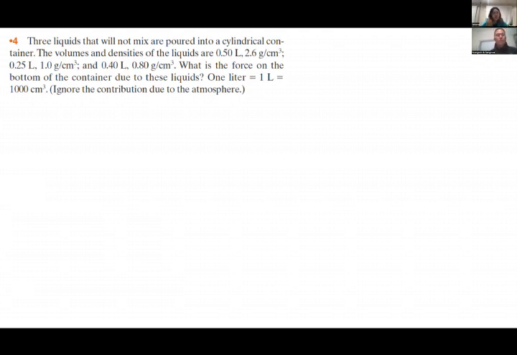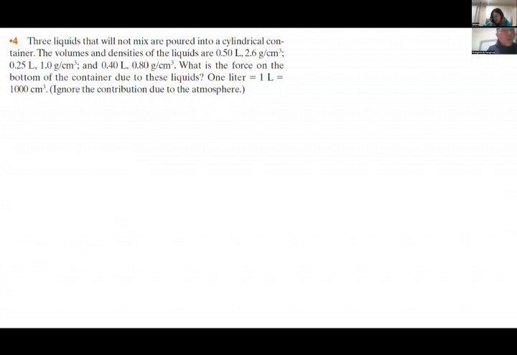Three liquids that will not mix are poured into a cylindrical container. The volumes and densities of the liquids are 0.50 liters, 2.6 grams per centimeter cubed; 0.25 liters, 1.0 grams per centimeter cubed; and 0.4 liters, 0.80 grams per centimeter cubed. What is the force on the bottom of the container due to these liquids? 1 liter is 1,000 centimeters cubed.